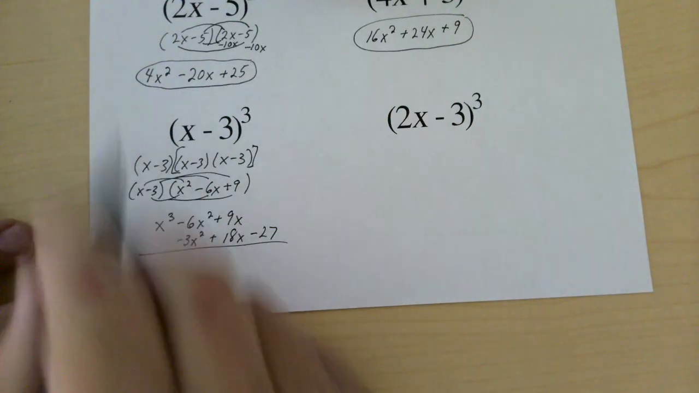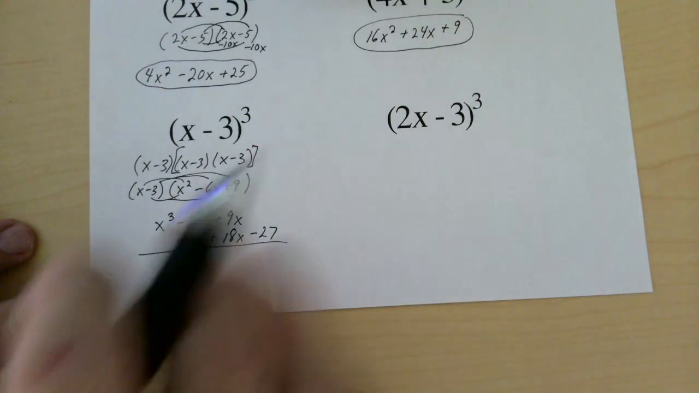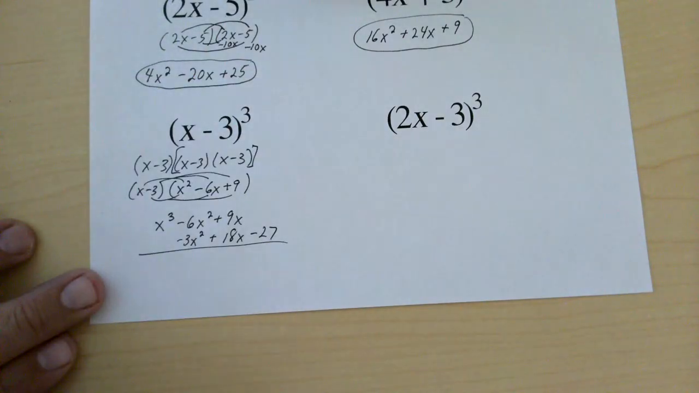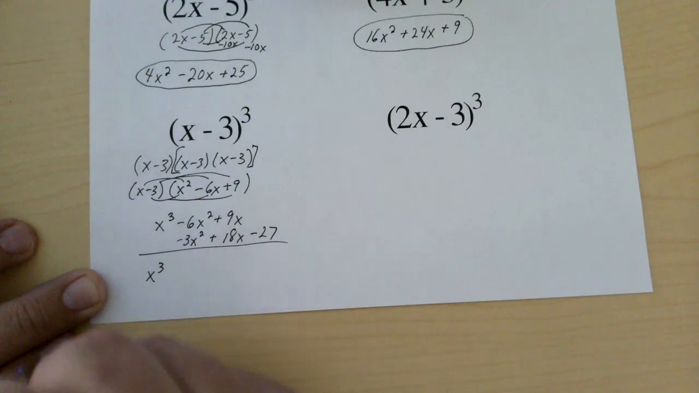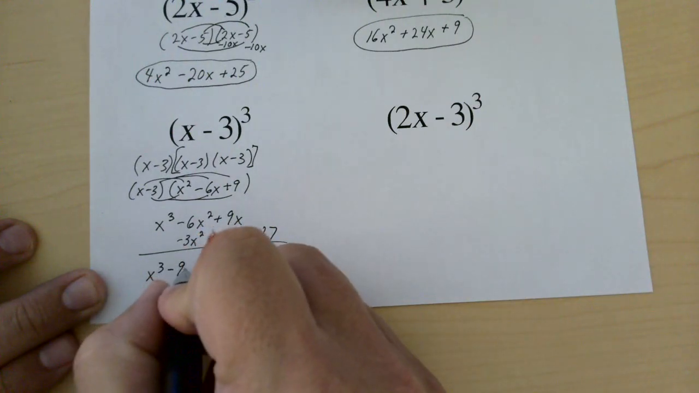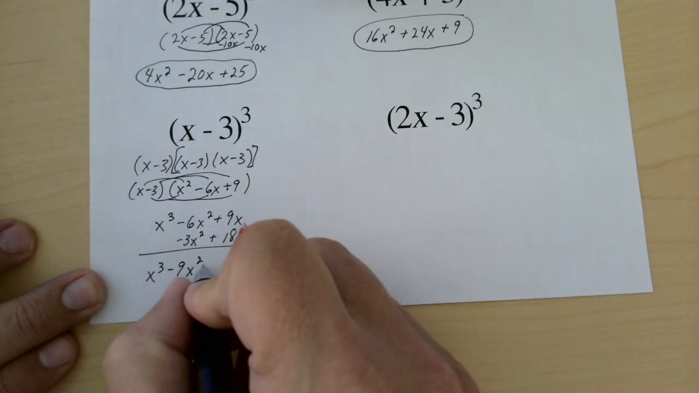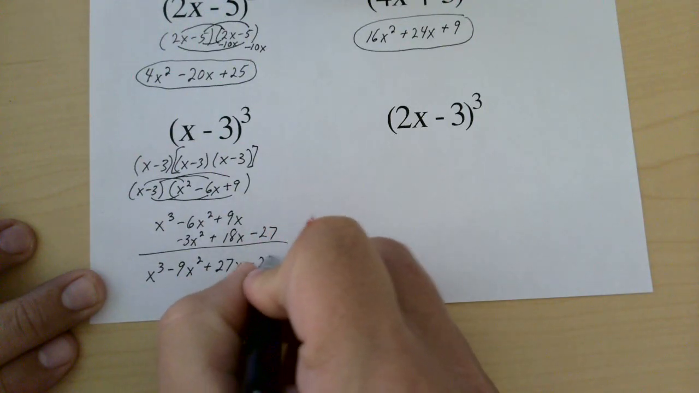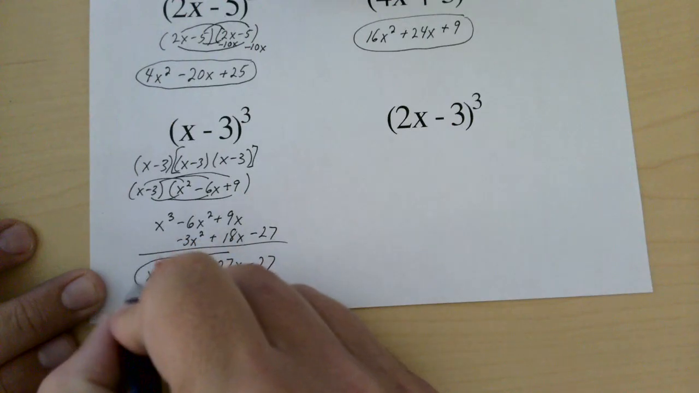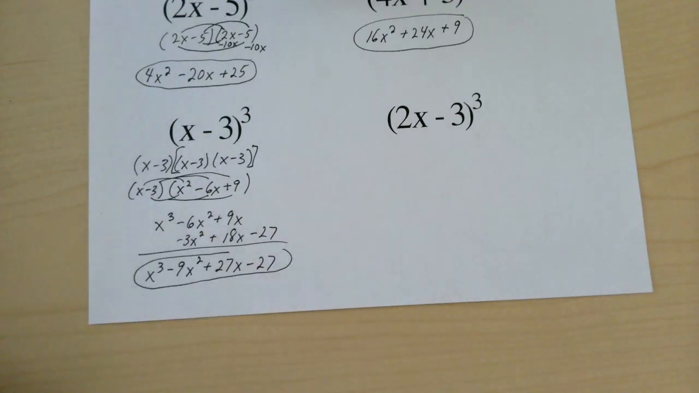Now I just have to simplify this and then we're done. When we cube a binomial, we're going to have a polynomial with 4 terms. My first term is x cubed, then minus 9x squared, and then this is going to be 27x minus 27. Make sure that you understand that process.